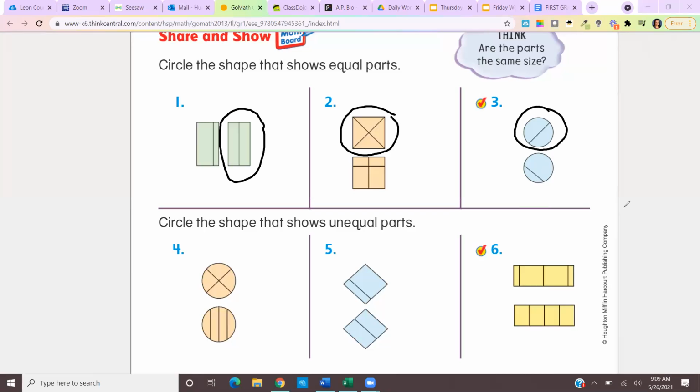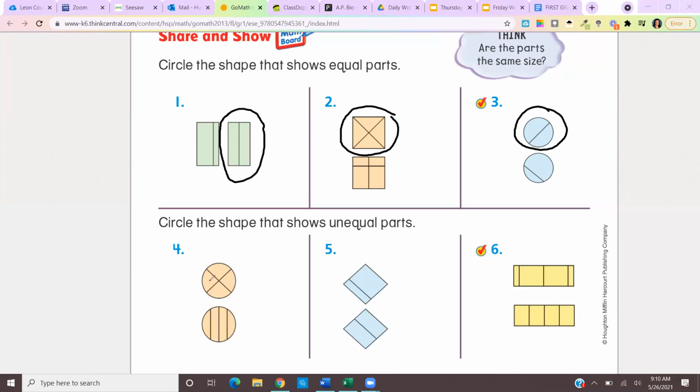Look down at number 4. So on numbers 1, 2, and 3, we found equal parts. But on 4, 5, and 6, we're finding unequal parts. If they are unequal, that means they are not the same size. Okay, that's what we're looking for. Once again, we're just going to do thumbs up or thumbs down. So number 4, we have 2 circles. We're looking for unequal parts or unequal shares, which means they're not the same size.